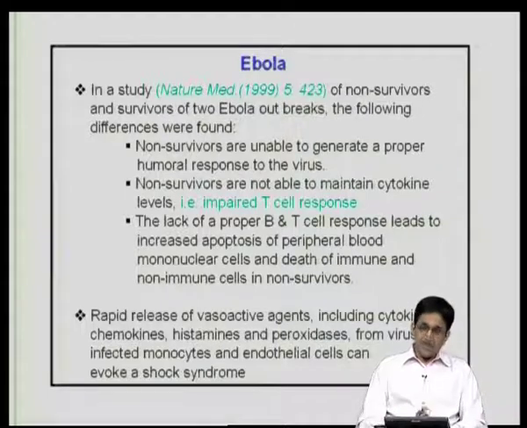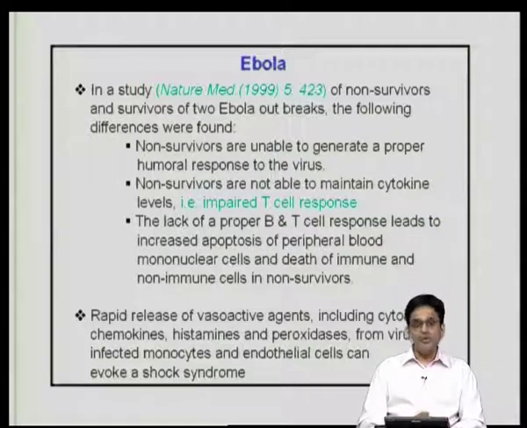a study on susceptibility was actually done. In fact, in a study that was published in Nature Medicine several years back, what was found is that the non-survivors were unable to generate a proper humoral response to the virus, a very rapid and fast humoral response. Also the non-survivors were not able to maintain cytokine levels, that is, they had an impaired T cell response, and the lack of a proper B and T cell response led to increased apoptosis of peripheral blood mononuclear cells and death of immune and non-immune cells in non-survivors.